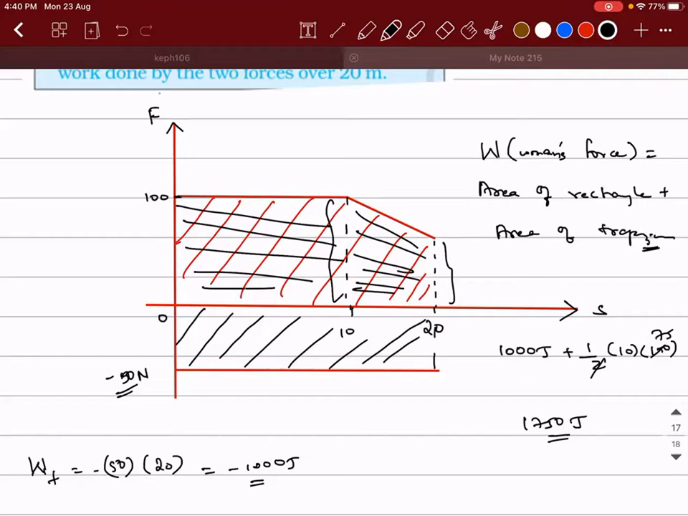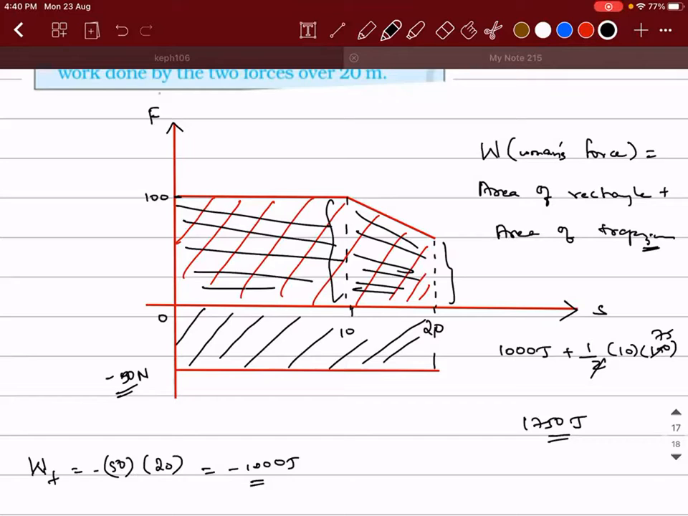Sir, what are the factors on which friction depends? It depends on the surface, no? And the area that is in contact with it. It mainly depends on the surface. Here it is constant. Here it is constant. That's what they are telling you.